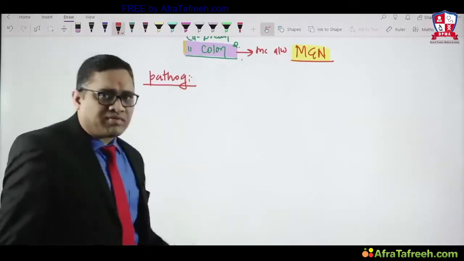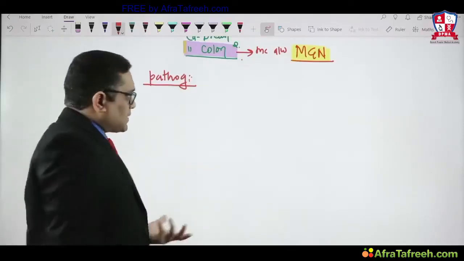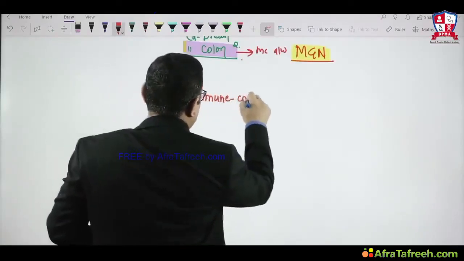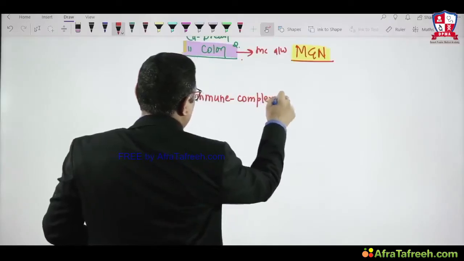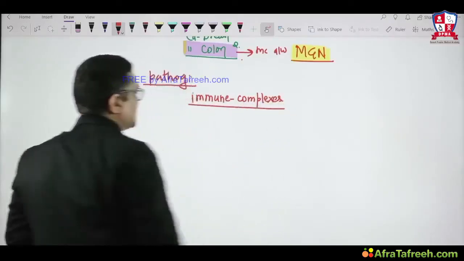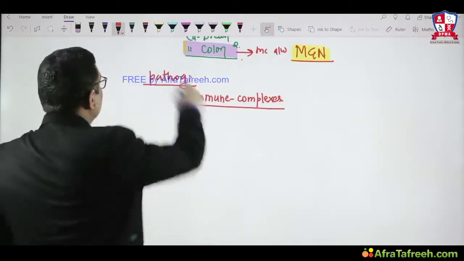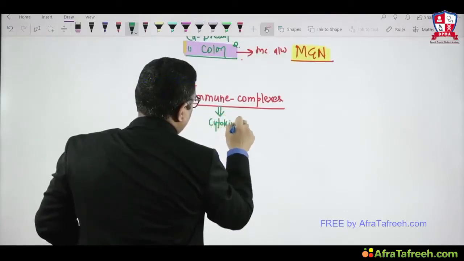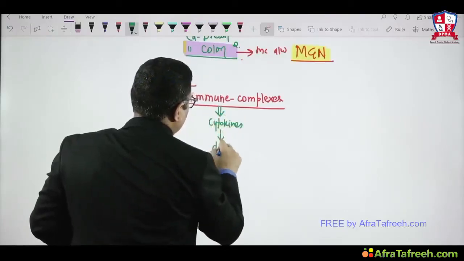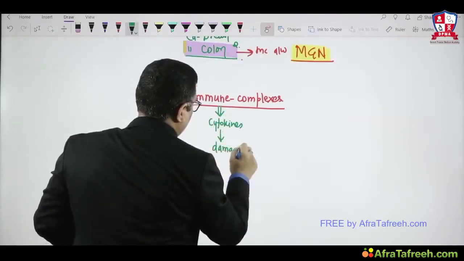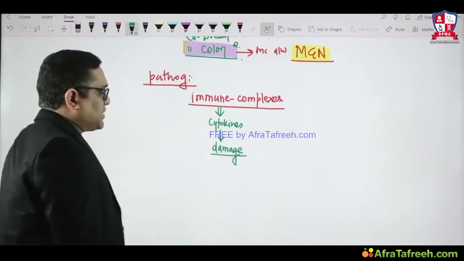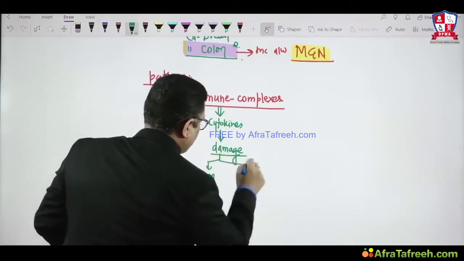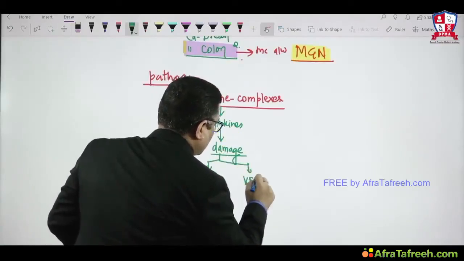Pathogenesis of membranous glomerulonephritis can be due to immune complexes. These immune complexes are responsible for the damage, because they will be releasing cytokines, and these cytokines will be causing damage to the kidney. So this will be causing damage to the basement membrane, as well as visceral epithelial cells.